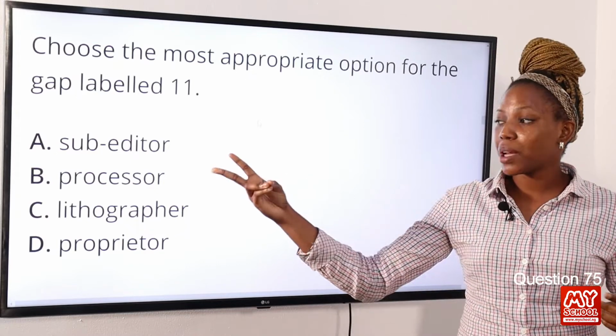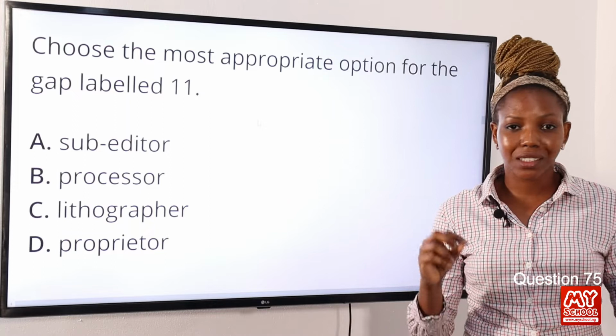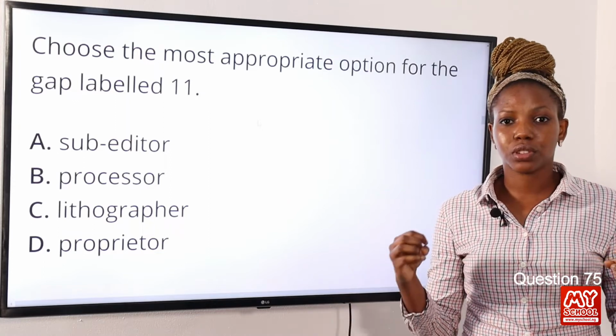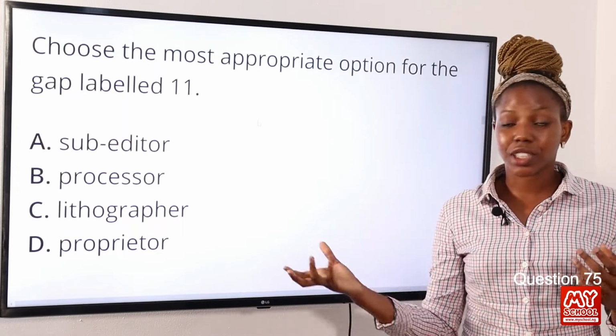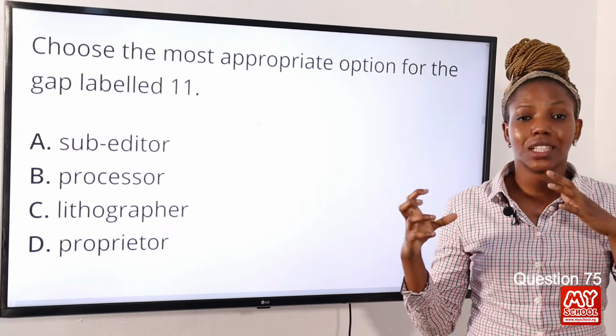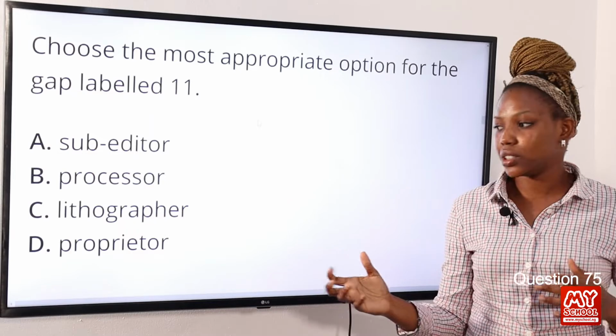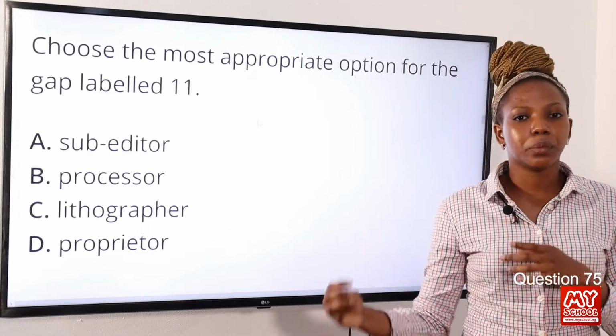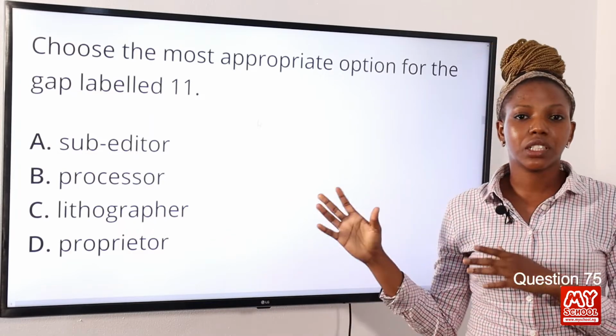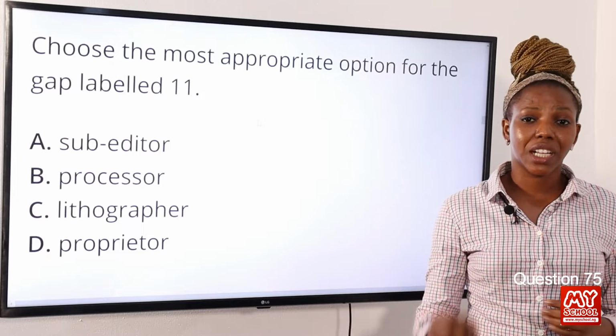A sub-editor is one who corrects mistakes or corrects articles or newspapers. Processor is a machine. Lithographer is one who works at lithography, which involves printing activities. So proprietor is one who owns a business. So this fits the part labeled 11, and so option D is the correct answer to this question.